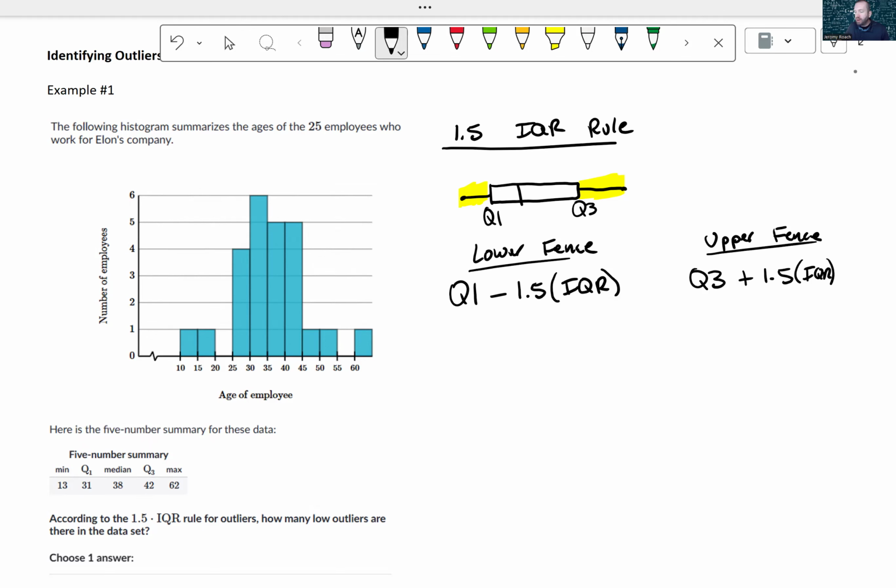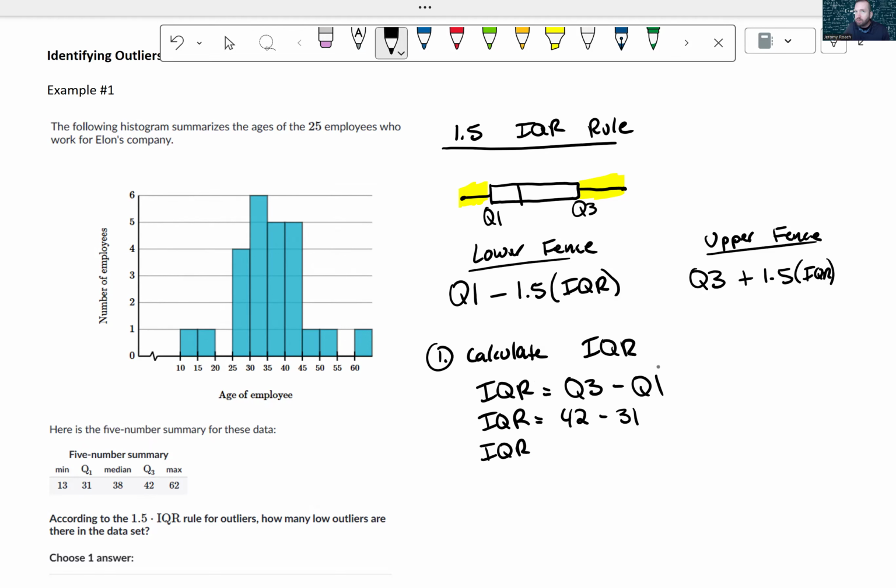But this is called the 1.5 IQR rule. So in order to do this, we have to calculate what the IQR is. So that's going to be our first step. And luckily, they tell us the minimum, Q1, median, Q3, and the max here in our data. So we're going to use our IQR is Q3 minus Q1. So that's 42 minus 31. So our IQR is equal to, looks like, 11.